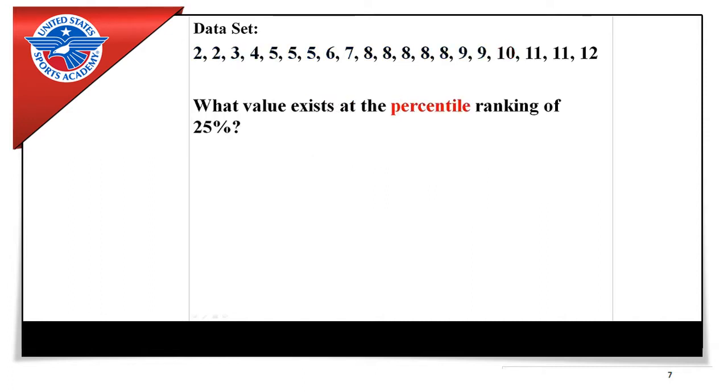So now we can kind of work backwards. What value exists at the percentile ranking of 25%? So we're asking basically what score has 25% of the scores below it.